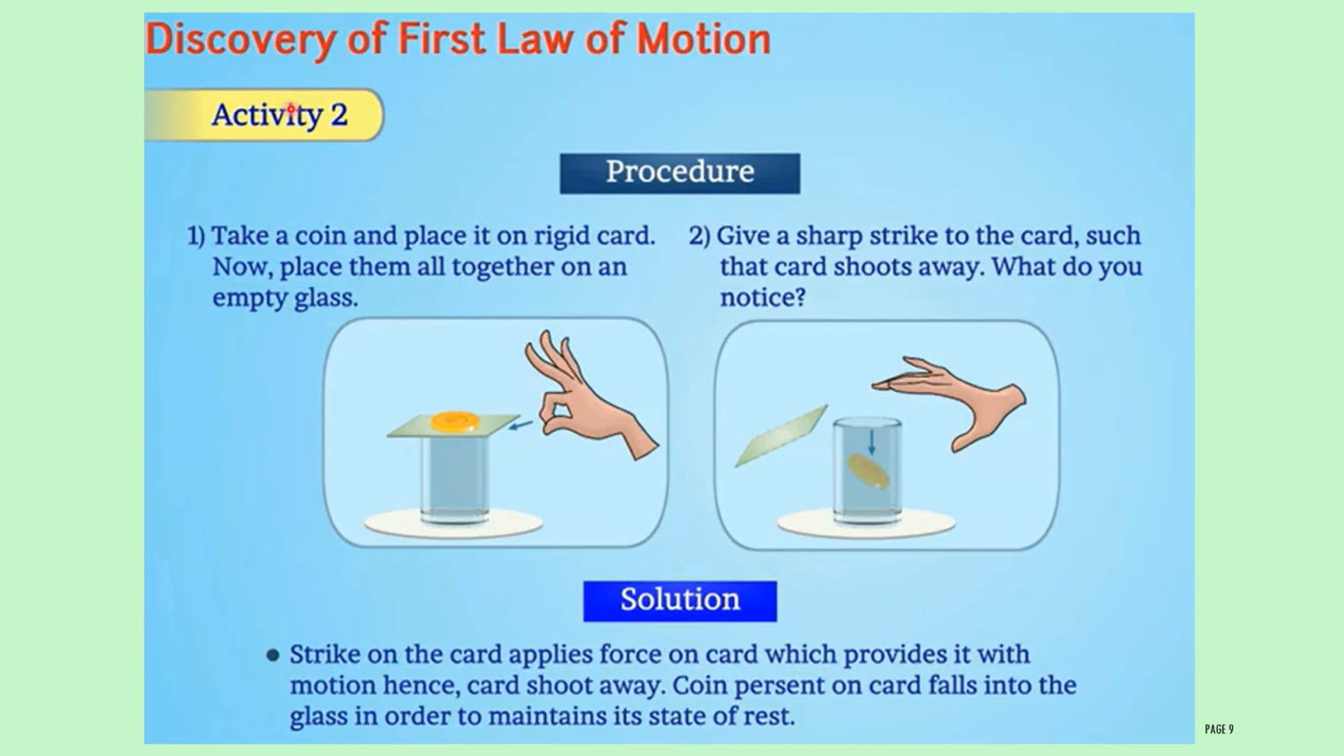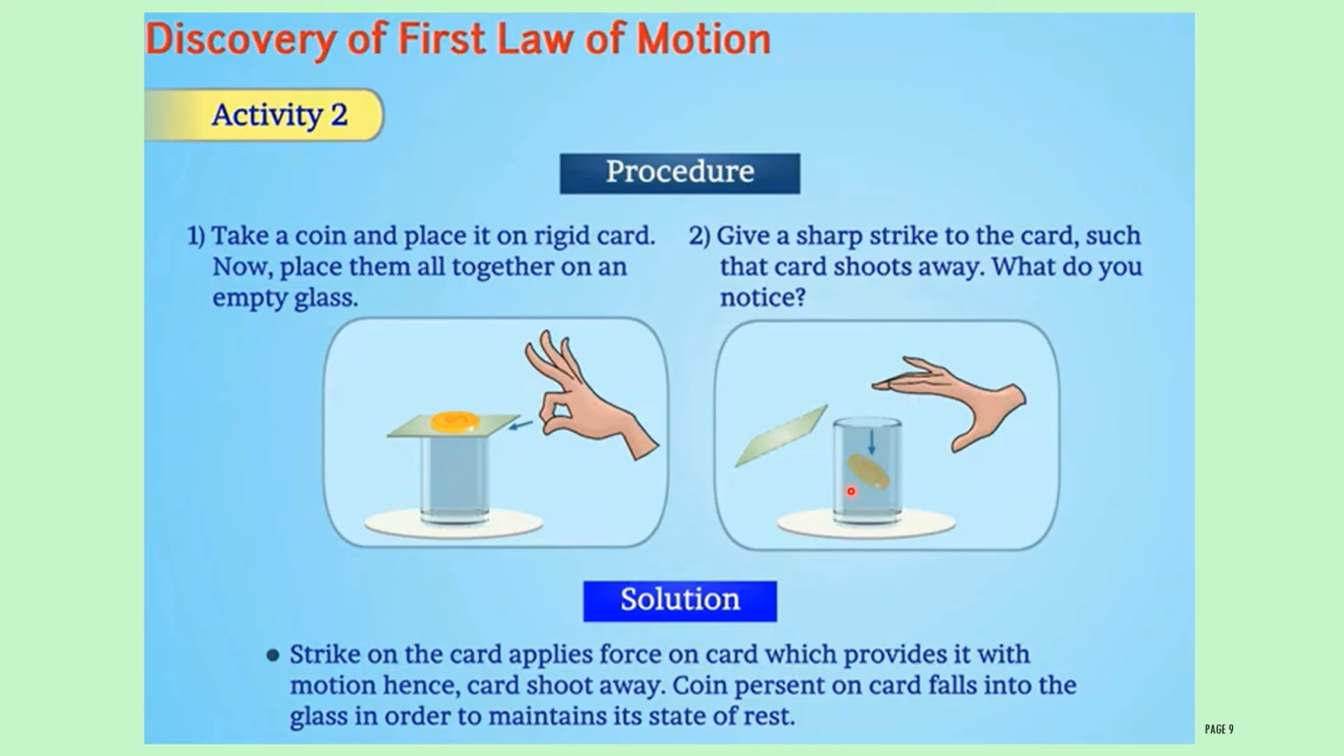Let us discuss one more activity to describe Newton's first law of motion. Procedure: take a coin and place it on a rigid cardboard sheet. Now place them all together on an empty glass. Then give a sharp strike to the card so that the card shoots away. What will you notice?